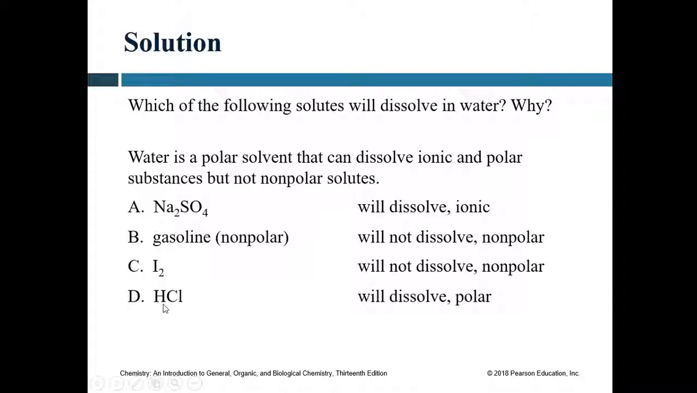Let's go down to D for a second. HCl. Now, hydrogen and chlorine, if you look at the electronegative chart there, hydrogen is 2.1 and our chlorine is 3.0. You do the math, 0.9, and that means it's going to act charged. It's polar. So because it acts charged, yes, it will dissolve in water.